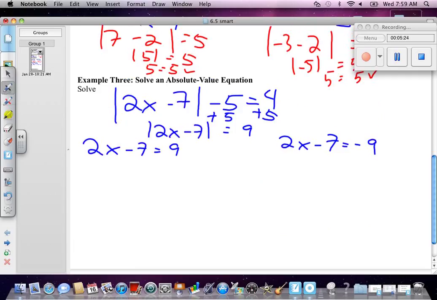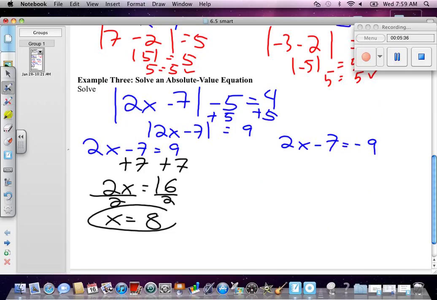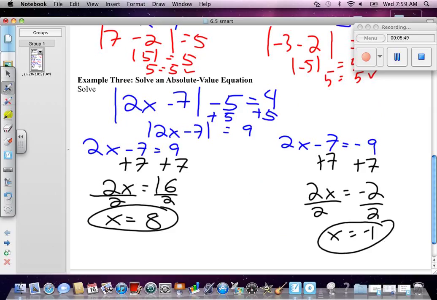Okay, so I'm going to add 7 to both sides. 2x equals 16. Divide both sides by 2. X equals 8 is one answer. The other side, I'm going to add 7 to both sides. 2x equals negative 2. Divide both sides by 2. X equals negative 1. So let's make sure these work in our head.